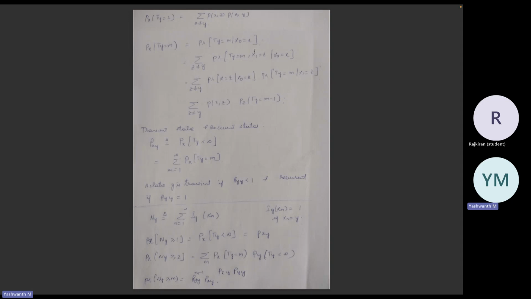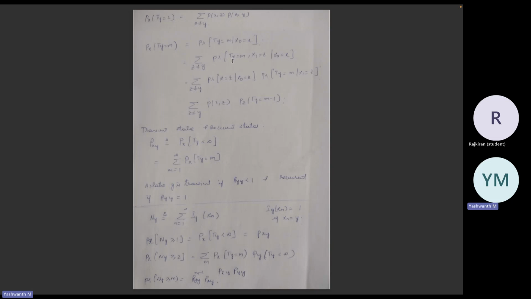You just expand with x1 is equal to z. Okay. What does this mean? It means you are visiting y for the first time in m steps. So in the first m minus 1 steps you haven't visited y. Okay, that's why you don't put z0 equal to y here, right?